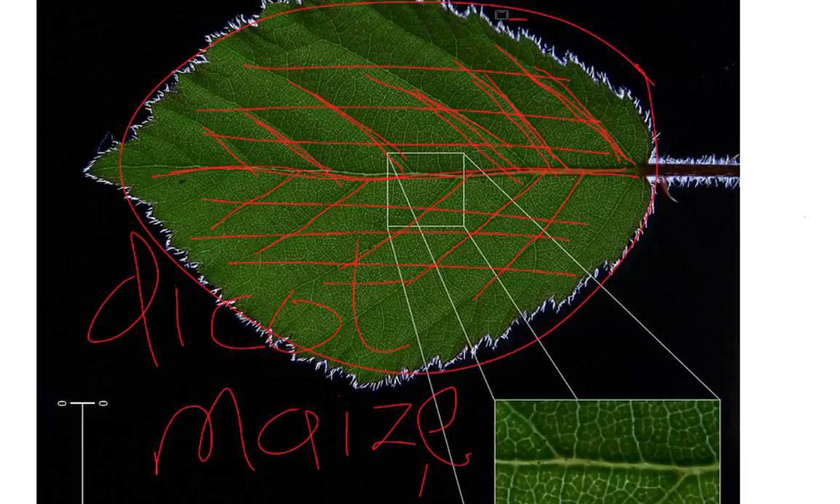I hope this short revision is quite useful. This is basically the internal structure of a leaf.